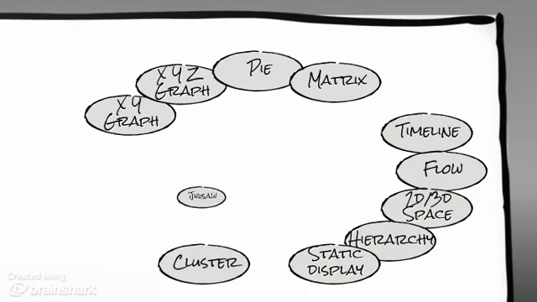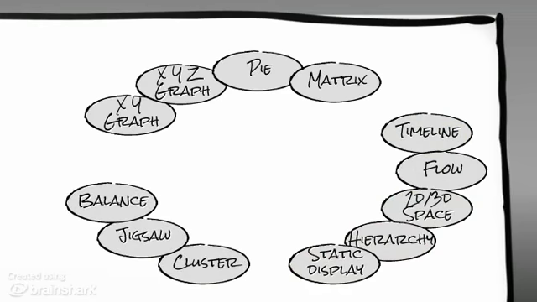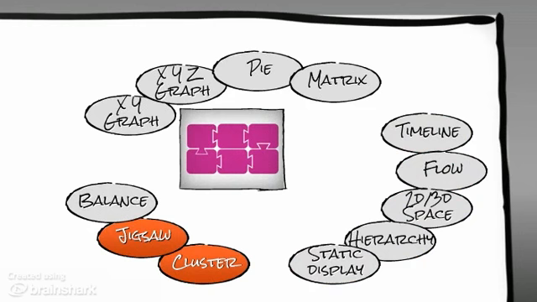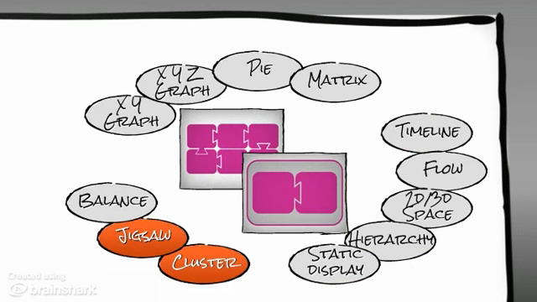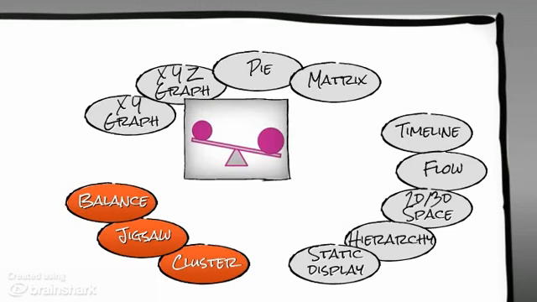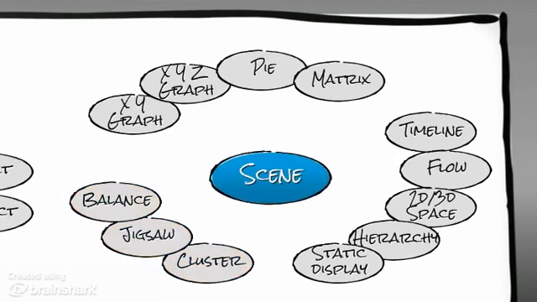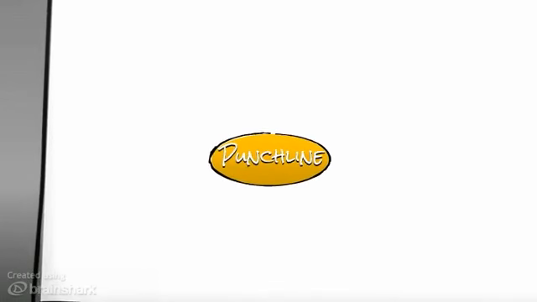Then you might have scenes that show relationships, like a cluster or Venn to show how things overlap, or a jigsaw to show how different ideas combine, or a balance to show a causal relationship between two things, or a push-pull interaction between them. You might also have different variations on any of these scenes, or combinations of them on a single slide. Once we have a slide in mind, we need to think about the punchline.